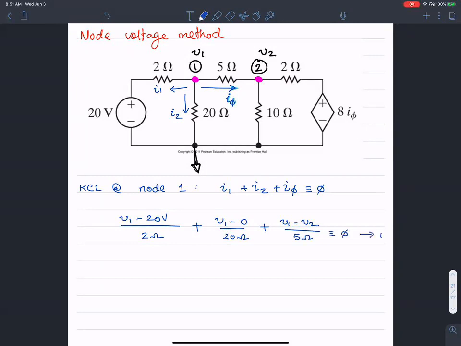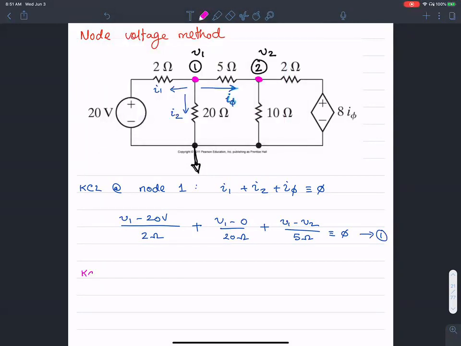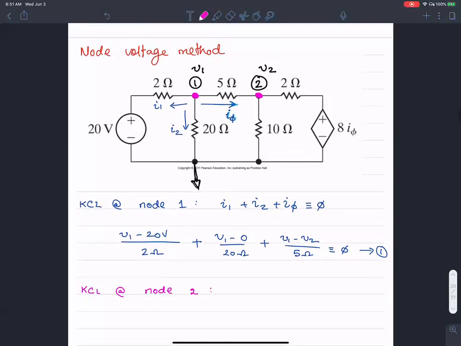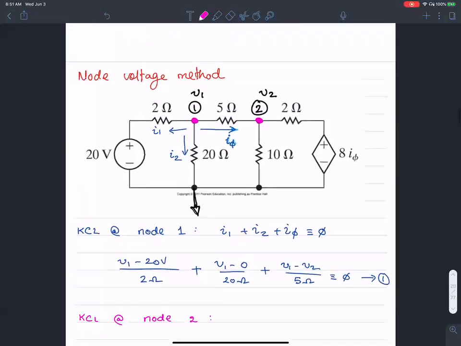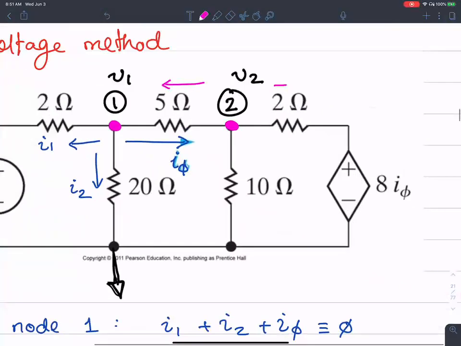So this is my equation 1. Okay. The next step is to set up KCL at node 2. Okay, KCL at node 2. So the idea is I'm going to define terms like this. There are 3 currents flowing out of this node. So I'm talking about the node right there, node 2.